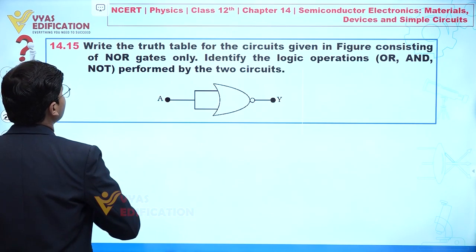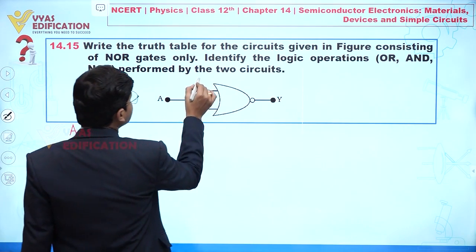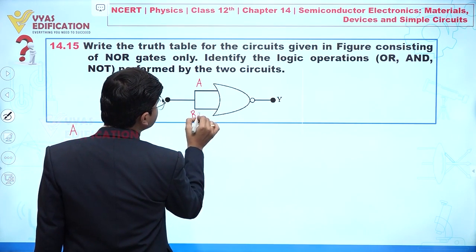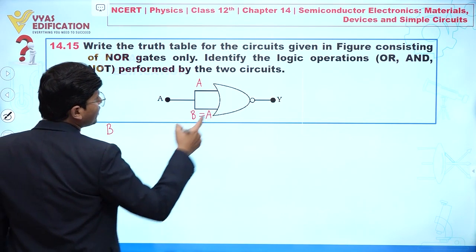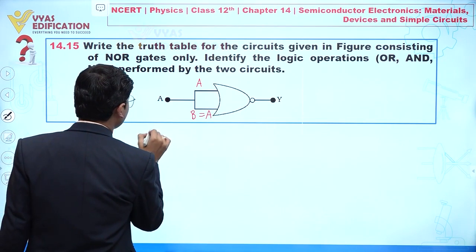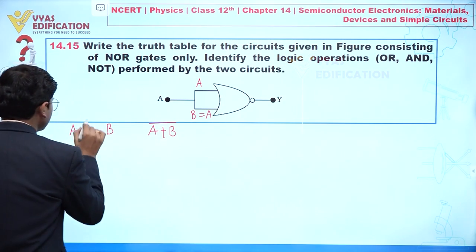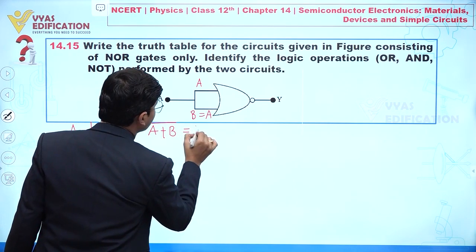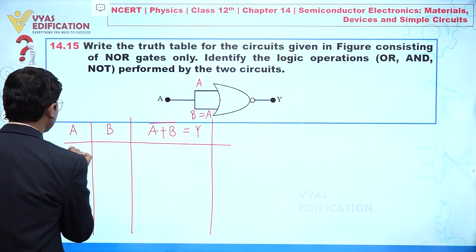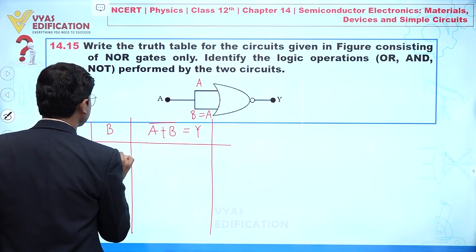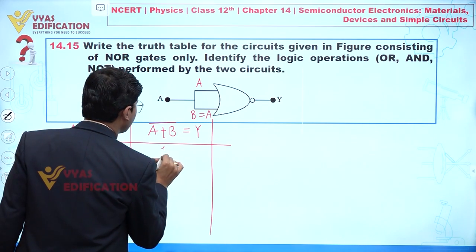Let's suppose the first input is A, and let's suppose we are saying B, and definitely this B should be equal to A. So this is B. Because this is a NOR gate, first I am writing A or B, and this is NOR, and this is equal to Y. Now what inputs are we taking? First I am saying this is 0. When this is 0, this is also 0. So 0 or 0, we are getting 1.